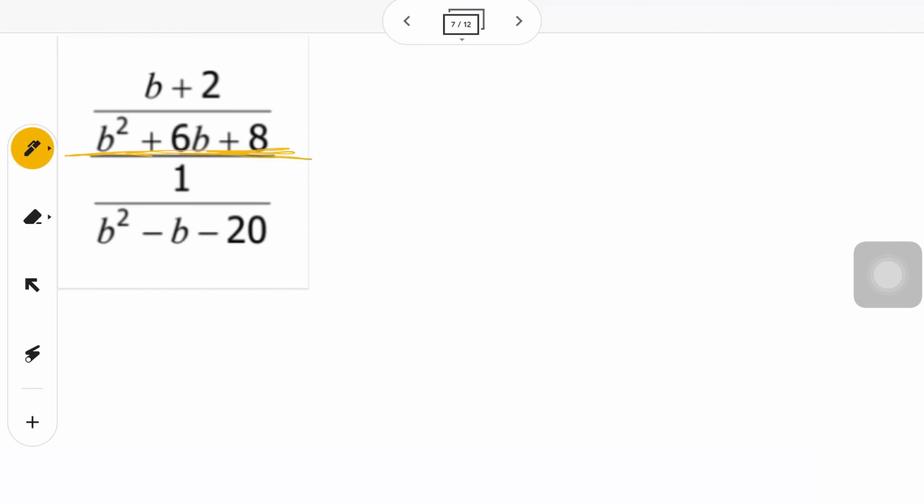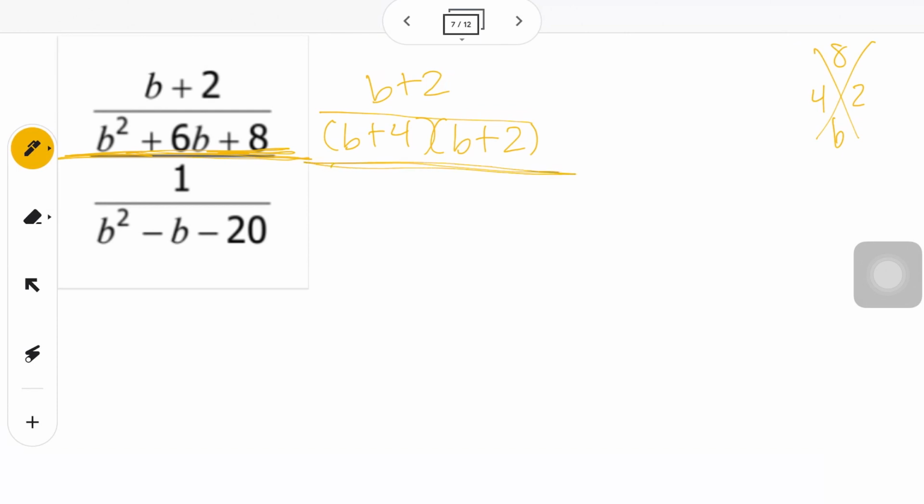Okay, again, my first step is always just to factor the denominator. That's what I focus on. So on top, multiply to 8 and add to 6 is going to be 4 and 2. When you fully factor that, this will be b plus 4 times b plus 2 all over 1 over, and then when I factor the denominator, multiplying to negative 20, adding to negative 1 is negative 5 and positive 4. So b plus 4 times b minus 5.